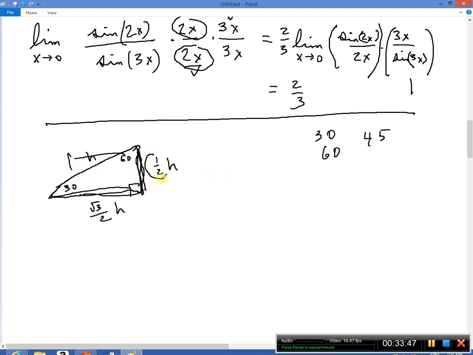So the important numbers to remember are 1/2 and square root of 3 over 2. That's the short side of a 30-60 triangle and the long side of a 30-60 triangle.